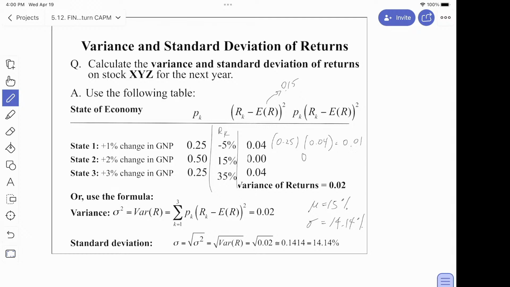Right, and then this one is going to be 0, and this is also going to be 0.01. They're the same. And so when you sum them, you get 0.02. So what you found out with the information that you were given is that the average return was 15%, but the variance is 0.02, or taking the square root, the standard deviation is 14.14%.